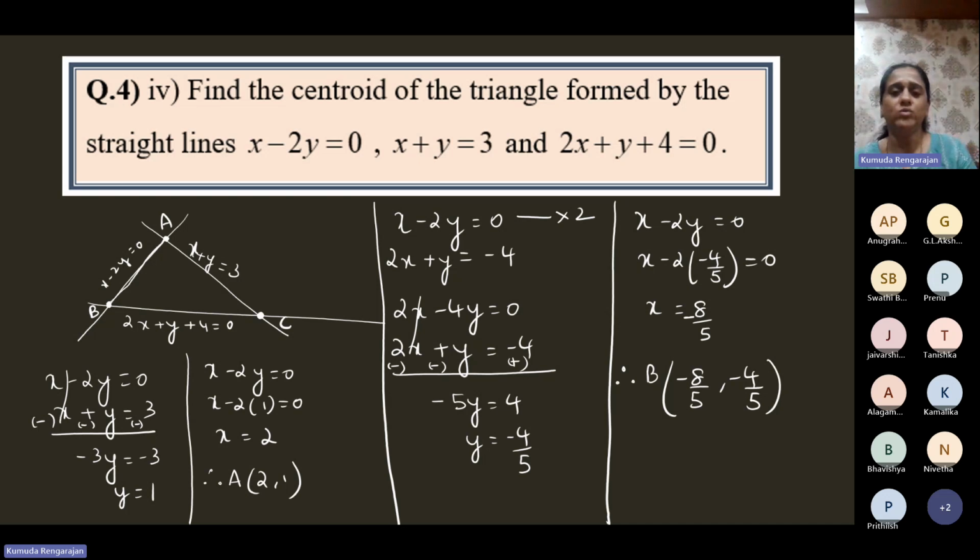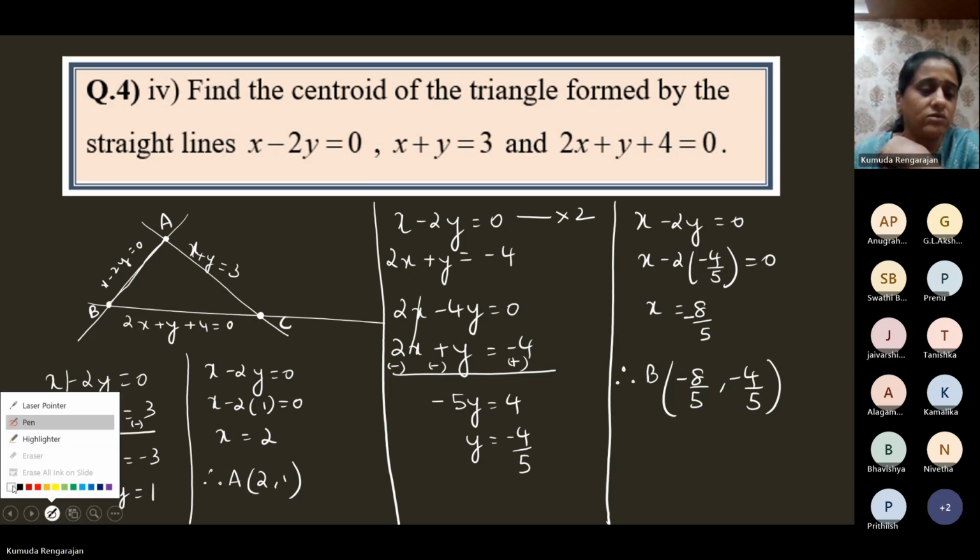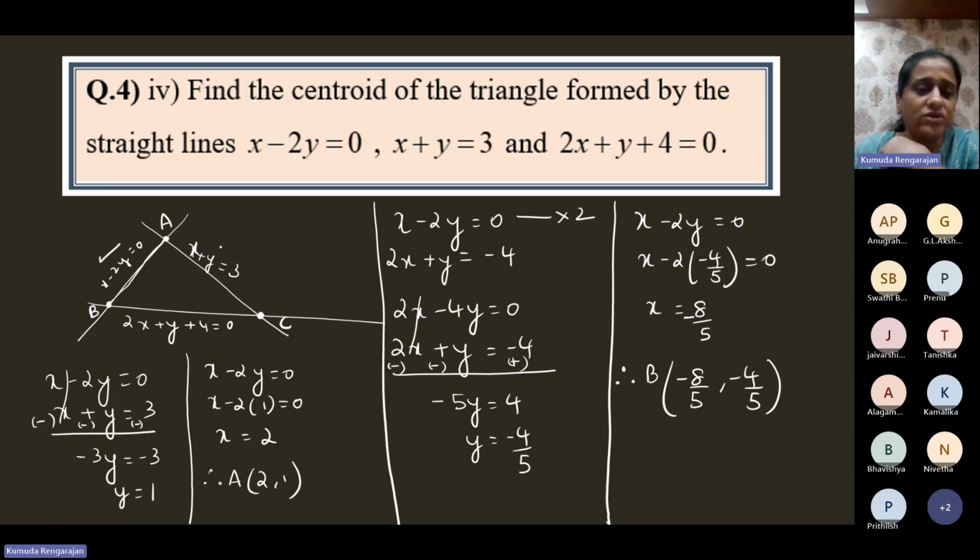Now, when you solve two equations and find the solution, the solution represents the coordinates of the point of intersection. So here, when you solve this equation and this equation, the values you get for x and y are the coordinates of the vertex A, because that's where these two lines meet. So x and y values are the coordinates of A.